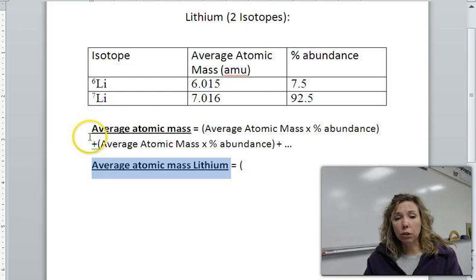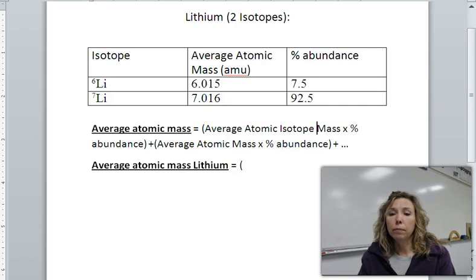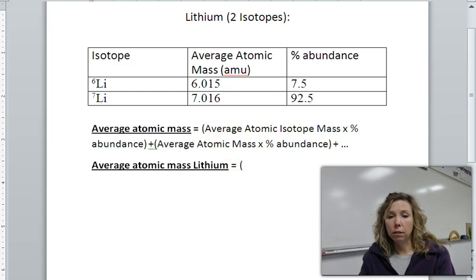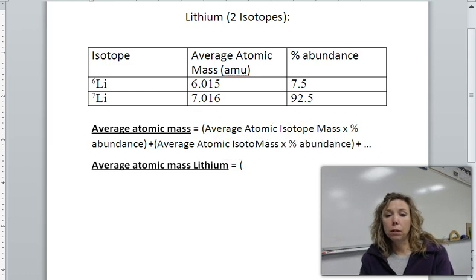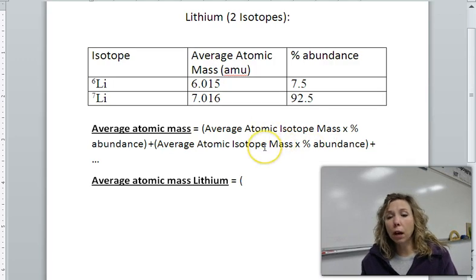No matter what element you're using, average atomic mass is calculated like it is here. You take the atomic mass of the isotope, multiply it by its percent abundance, how common it is. Do the same thing with the other isotope mass, multiply it by its abundance, and you do that for however many isotopes there are, and you add all of those together. For this one, I'm only going to need to do that twice and add those numbers together because, again, there's only 2 isotopes.